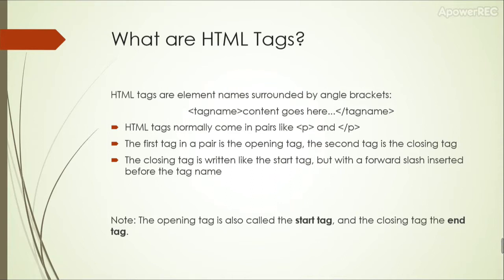The first tag in the pair is the opening tag and the second tag is the closing tag. The closing tag is written like the start tag but with the forward slash inserted before the tag name. There is one more thing. Opening tag is also known as start tag and closing tag is known as end tag.